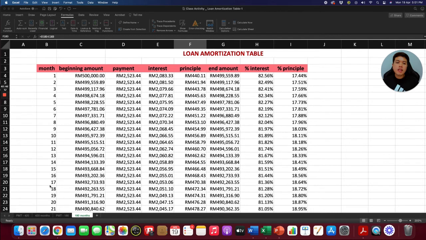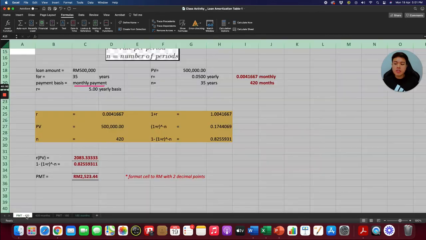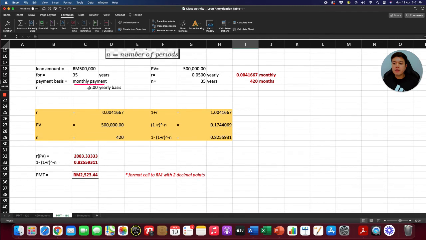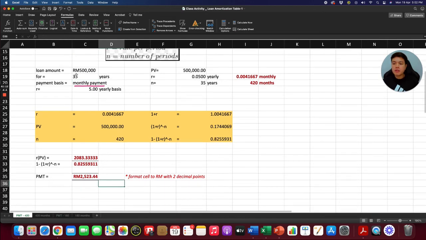Okay class, so let us look at the impact of the different timing. Okay, for instance, for 420 months just now. Okay, so 420 months, let's say for 5%. Okay, this is for 180 months, 5% as well. Okay, for 5%, if this is for 15 years, okay, 15 years, then your monthly payment will be 3,953 ringgit 97 cent. But if it is for 35 years, it is 2,523. Lower, right? Yes, lower.